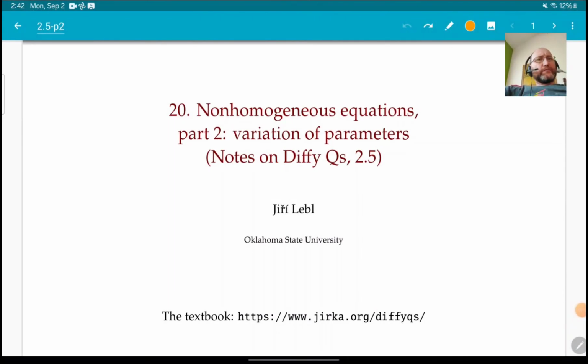So today we're again looking at non-homogeneous equations, and we'll look at the second part of this section, 2.5 in the book, which is on variation of parameters. So we're looking at another way to solve non-homogeneous equations.